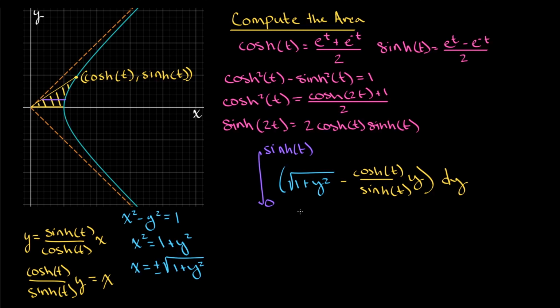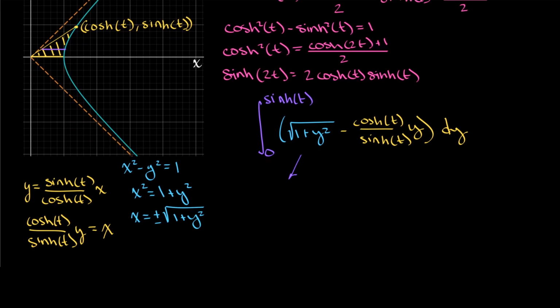So let's do that. So let's do a purple integral. This purple integral is going to be the definite integral from 0 to sinh of t, and it's going to be the square root of 1 plus y squared.